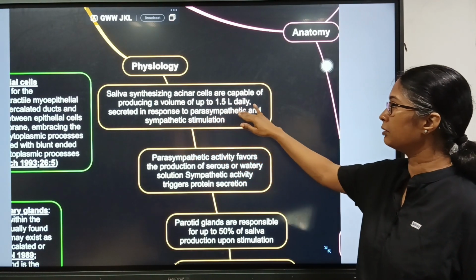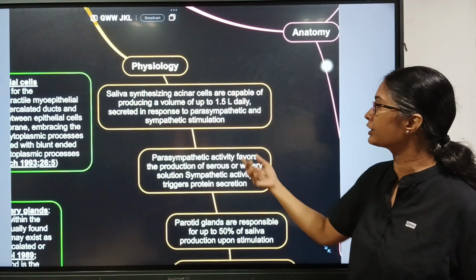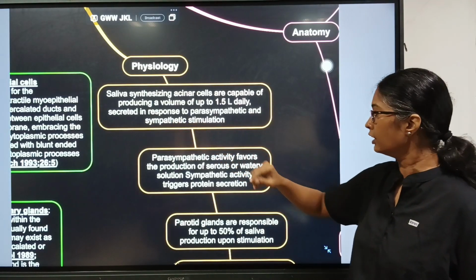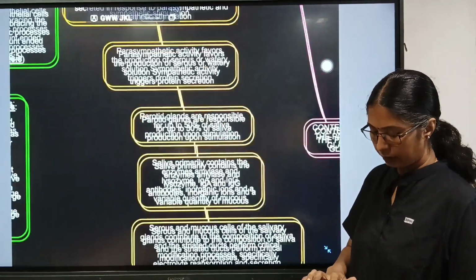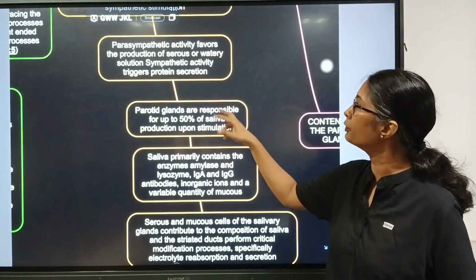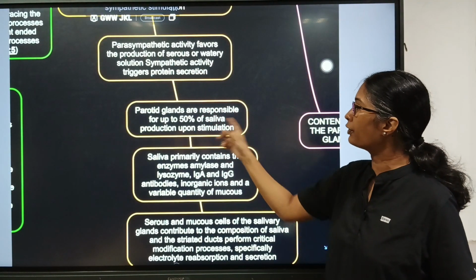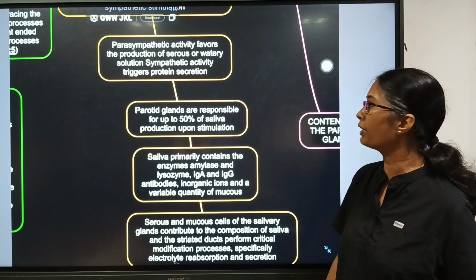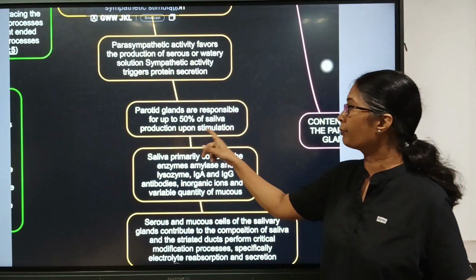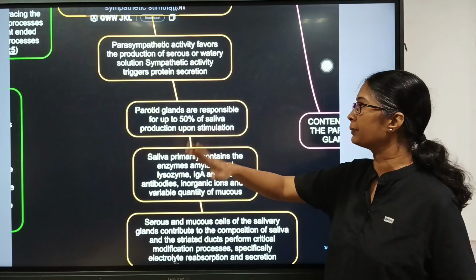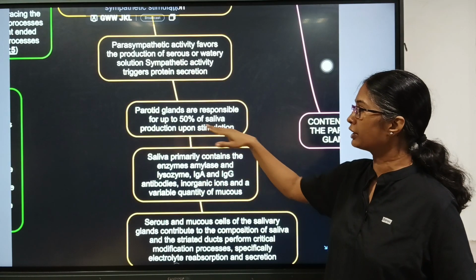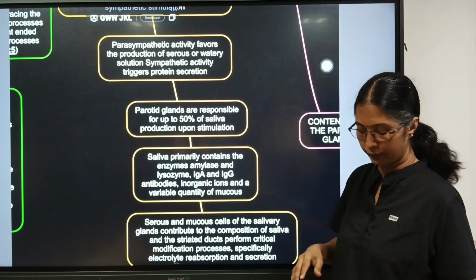So the parasympathetic stimulation will increase the serous production, the sympathetic stimulation will increase the mucus production. Mucus in the sense the protein, which is the mucin. So it is sympathetic activity that triggers the protein secretion. And the parotid glands are responsible for up to 50% of the saliva production on stimulation. So normally it is only 20%, but on stimulation 50% of the saliva is produced by the parotid glands.